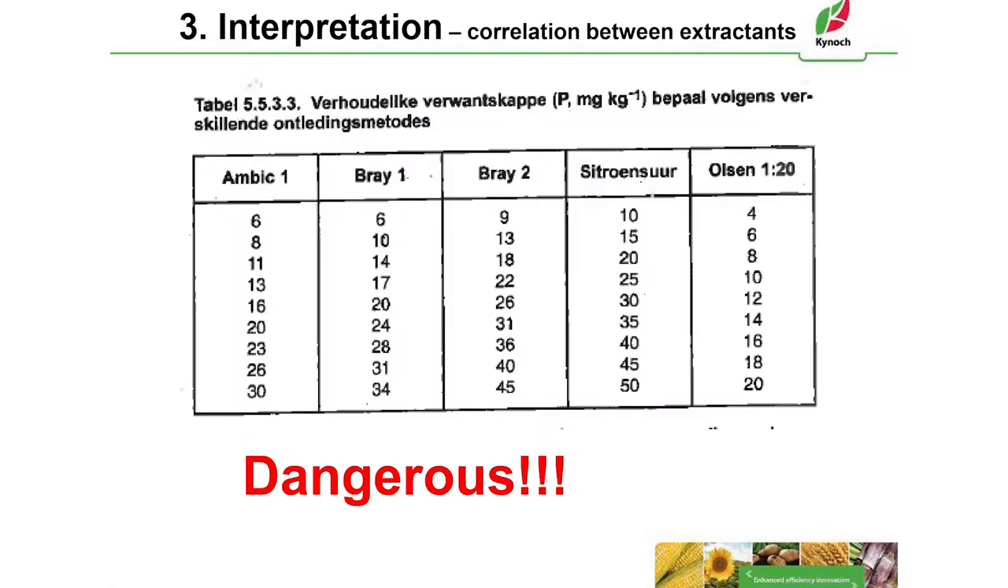And oof, this table. You see these tables that are published. Guys, that's dangerous stuff. And I will show you now why. Where they tell you from Ambic 1 to Bray 1 to Bray 2 to citric acid to Olsen, those are the ratios that you can use. And Fossey also referred to that. I will show you now why.